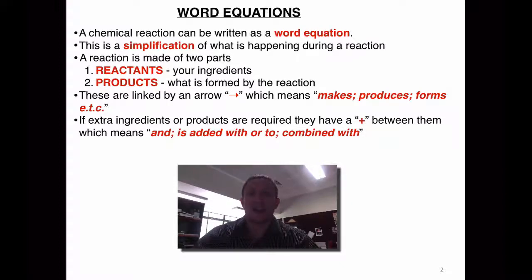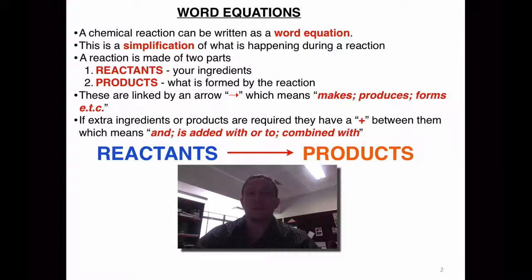These are joined by an arrow. Now the arrow can replace words such as makes, produces, comes from, forms, etc. If we have more than one reactant or more than one product, we then just put a plus sign. Now the plus sign means and, or is added to, or forms with, etc. Okay, so there's four main things that you need to be aware of. Reactants on the left hand side, arrow joins them, products on the right hand side, and then a plus sign goes between each of the reactants or products if we've got more than one.